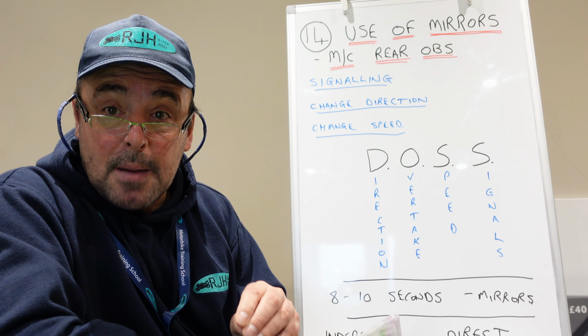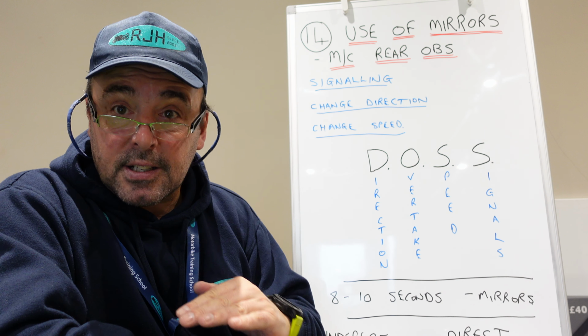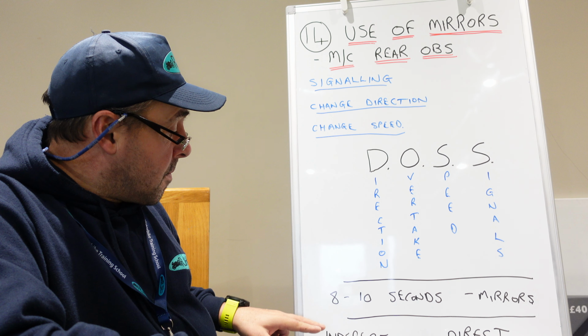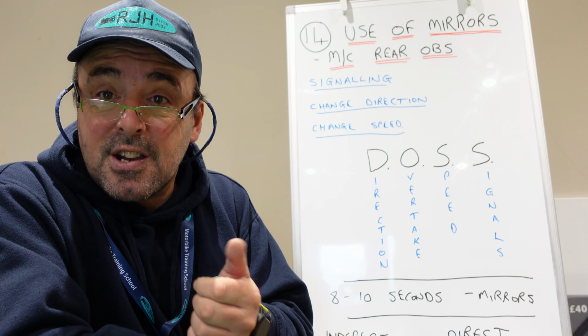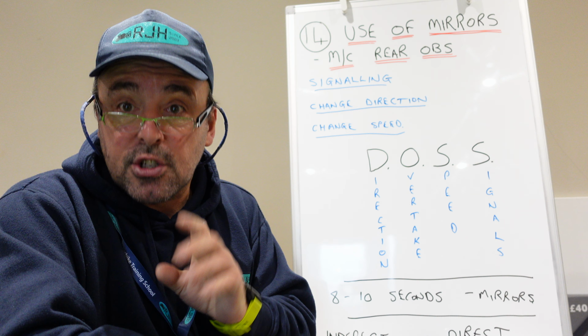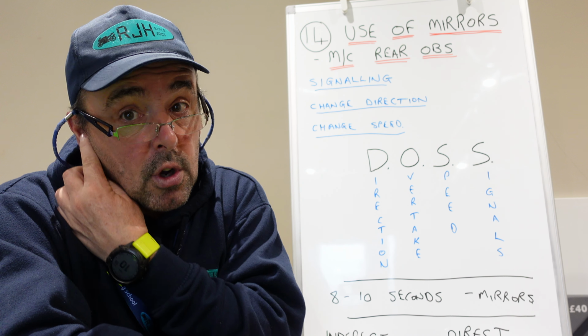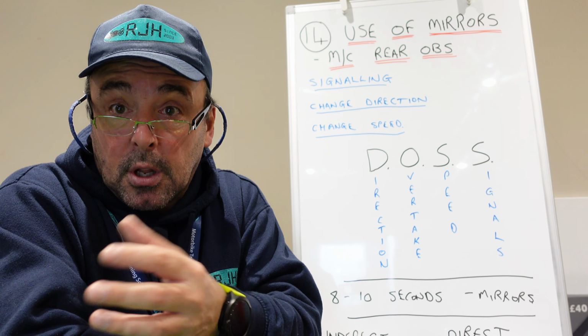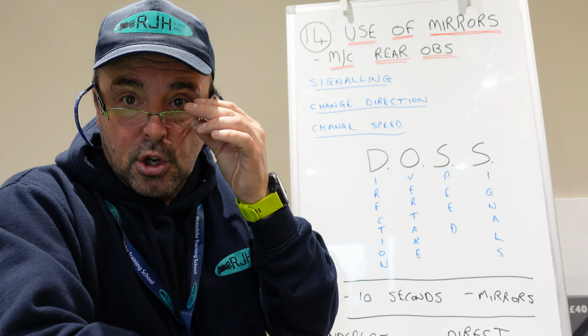Now, let's just recap on rear observations. This is going back to CBT level, and you have indirect and direct. Indirect rear observations are checking your mirrors. Direct rear observations are blind spots, which we call on a motorcycle your lifesaver, so chin to shoulder.